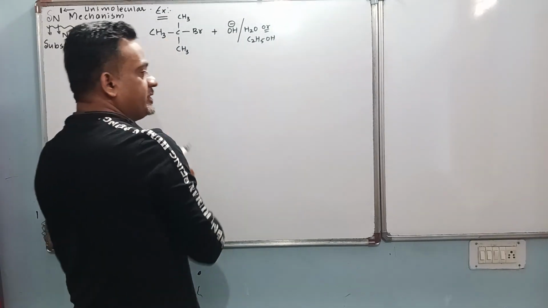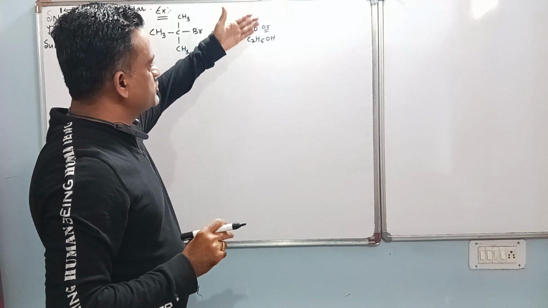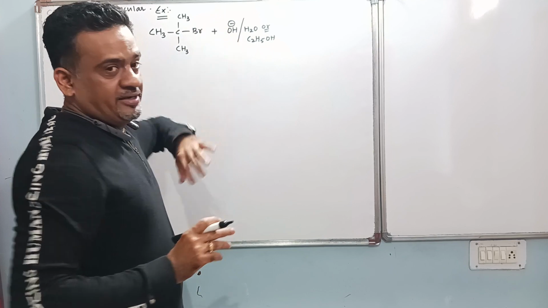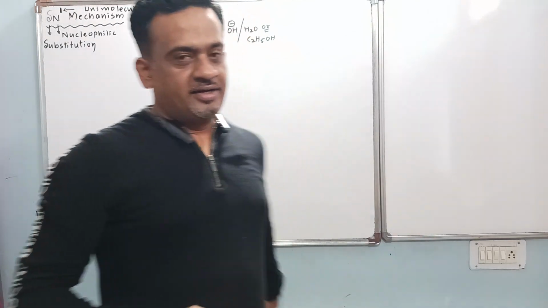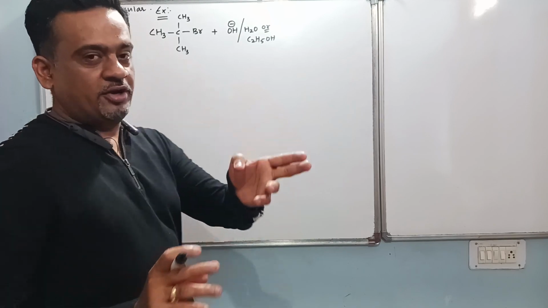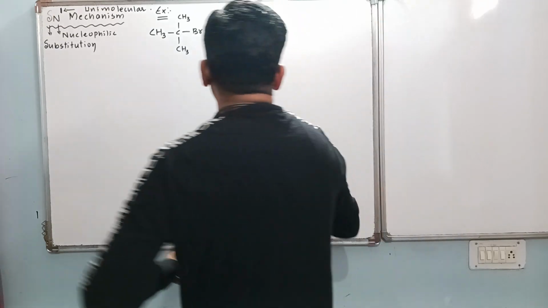So in the Sn1 mechanism, you can take a weak nucleophile like water as well as ethanol, or you can take a strong nucleophile also. You will come to know why at the last of this particular mechanism. Sn1 mechanism, weak nucleophile can be taken, strong nucleophile can be taken. Why is that, we will know at the last, right?